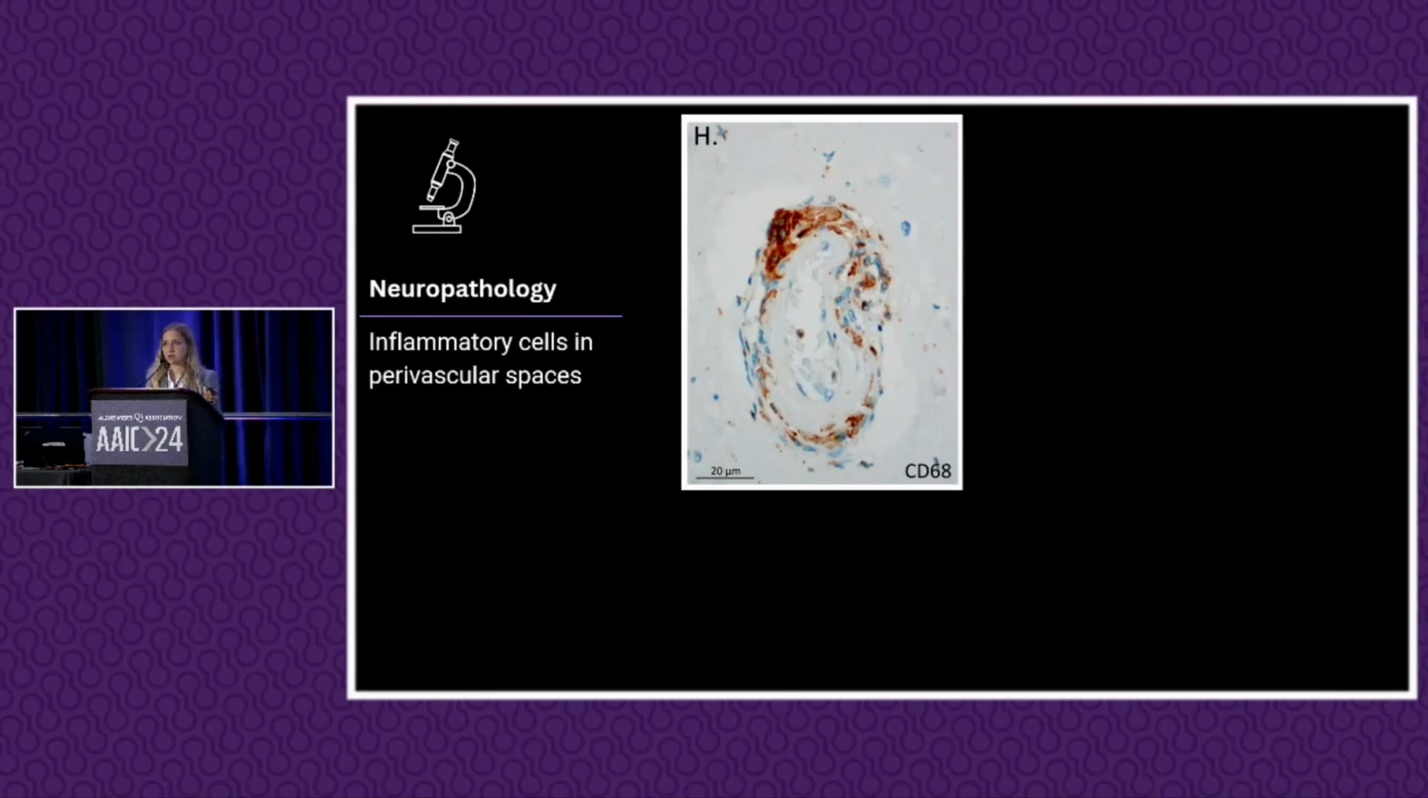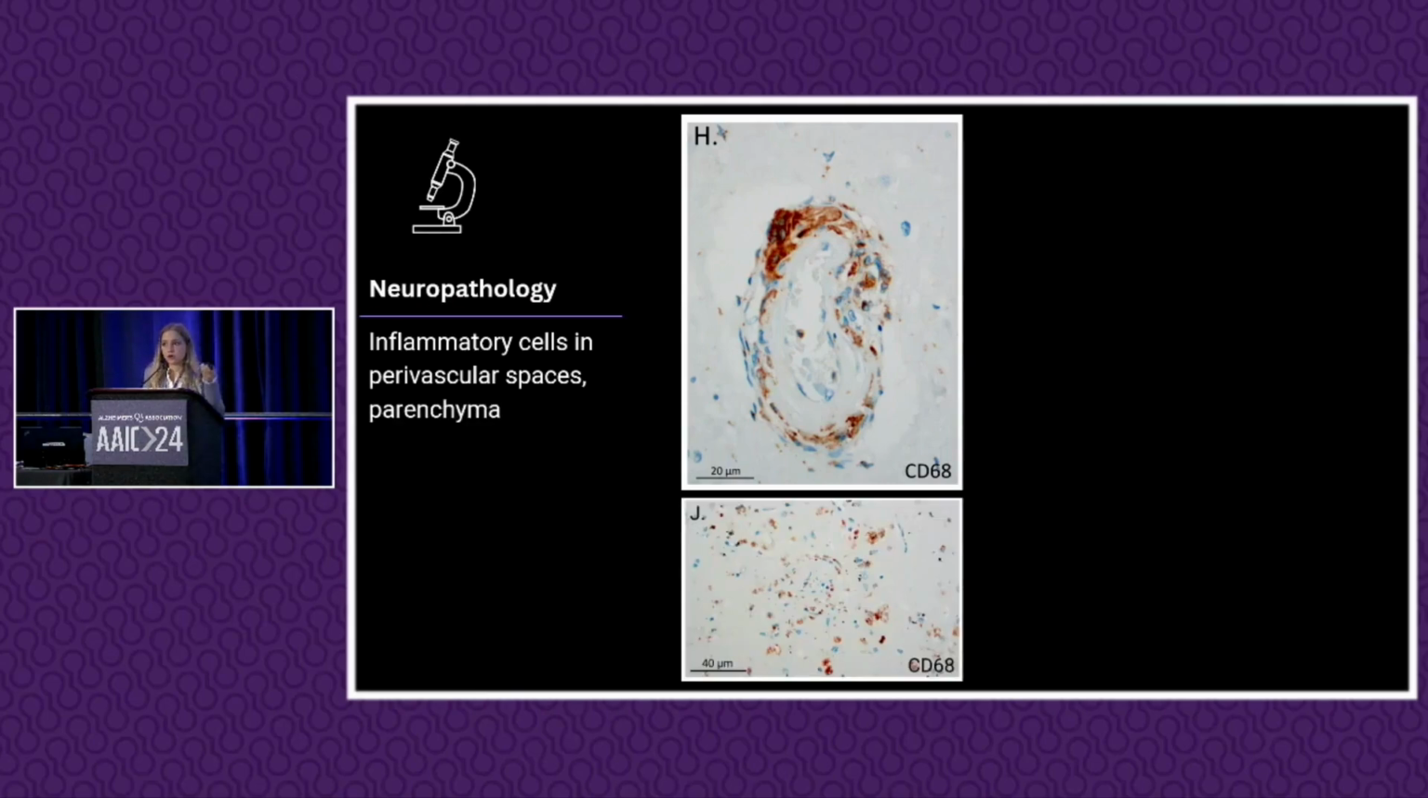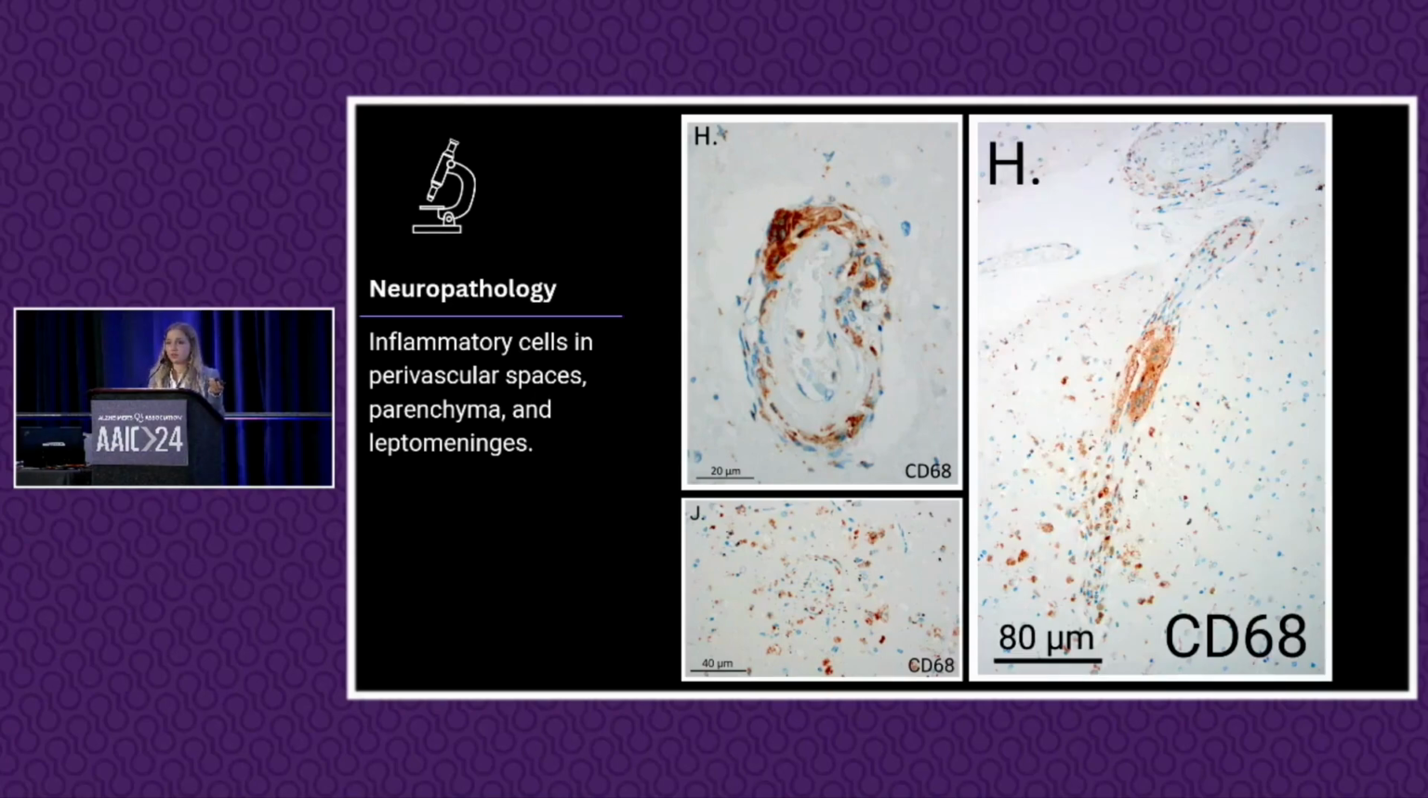So the CD68 marker shows there's a lot of macrophages and activated microglia in the perivascular spaces, with more intense staining at the areas of severe swelling. And there's also immune cells, the inflammatory cells, in the parenchyma of the brain and in the leptomeninges as well. So overall, the inflammation pattern is similar to the encephalitis cases we've seen with the beta-amyloid vaccination.